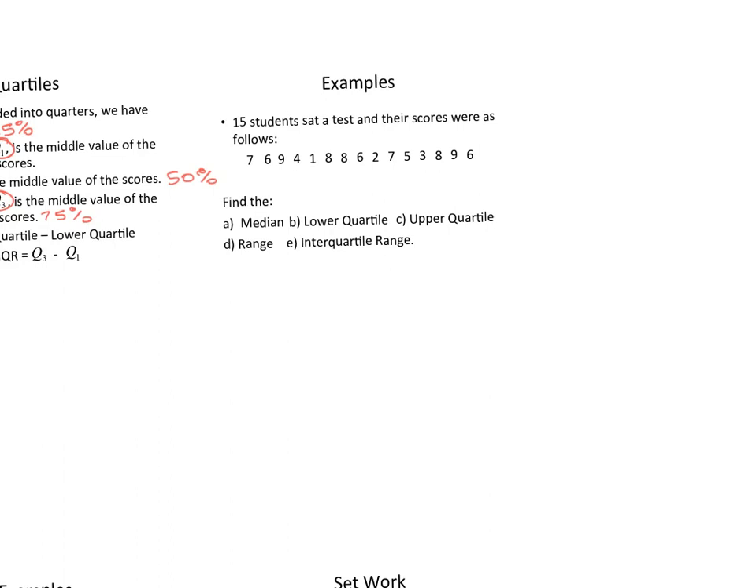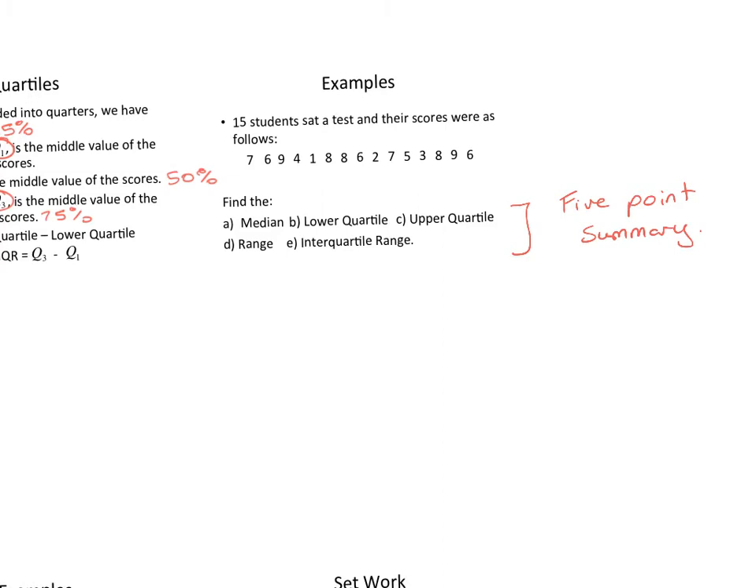Okay, 15 students sat a test, and their scores were as follows. Find the mean, the lower quartile, the upper quartile, the range, and the interquartile range. Now these 5 values are also called the 5-point summary, and that might come up later anyway, but just letting you know. If you are asked to find the 5-point summary, these 5 values here are what they're talking about.